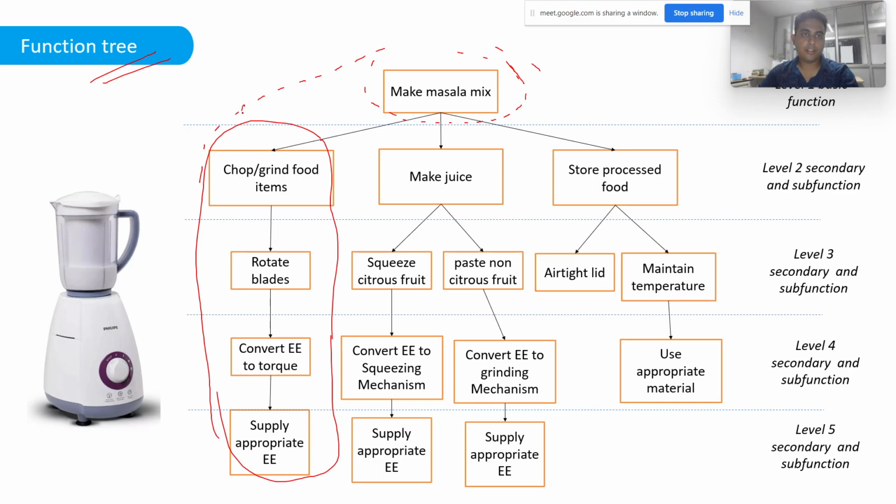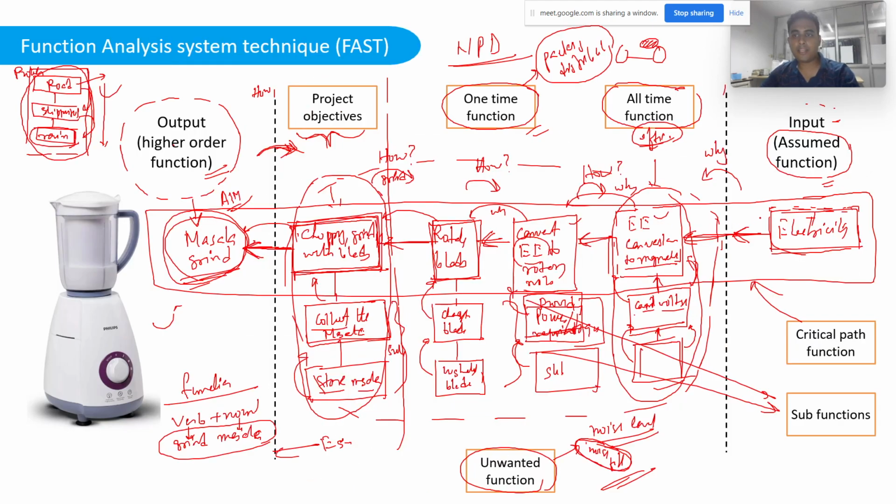This is critical function part 1. This can be another critical function part 2. So critical function part 3. What happened here is that I just explained one particular critical function path, where the objective is to grind masala, with higher order functions.